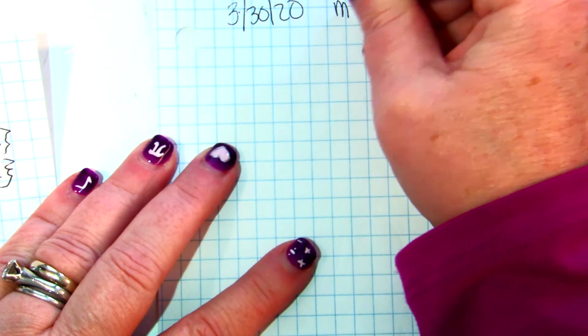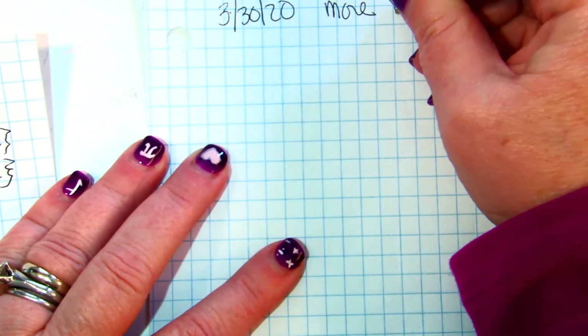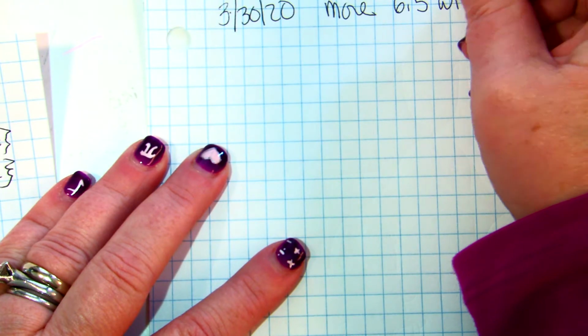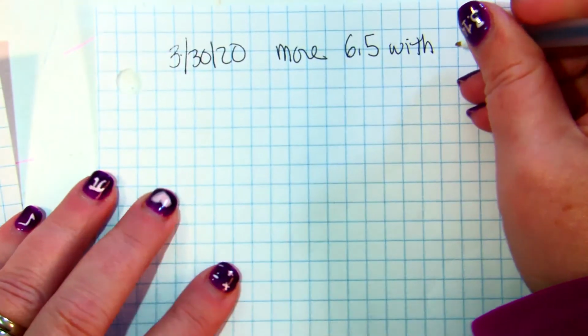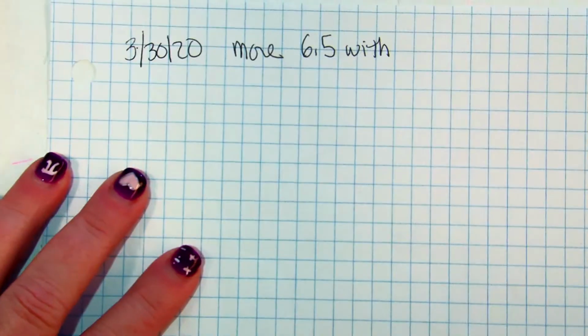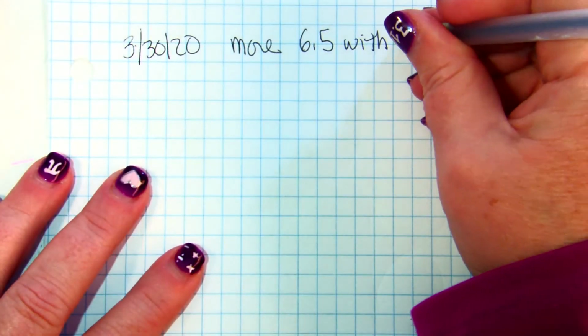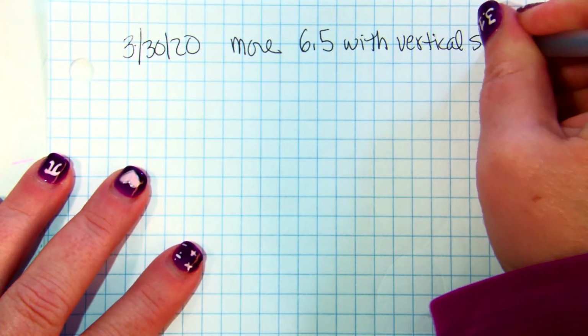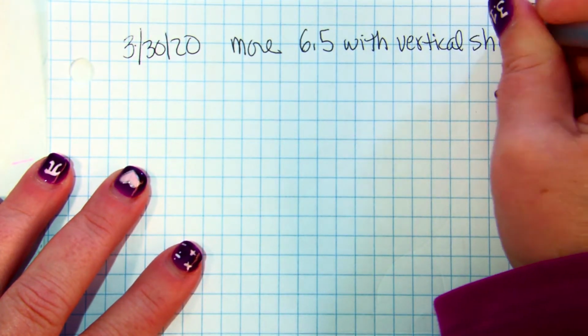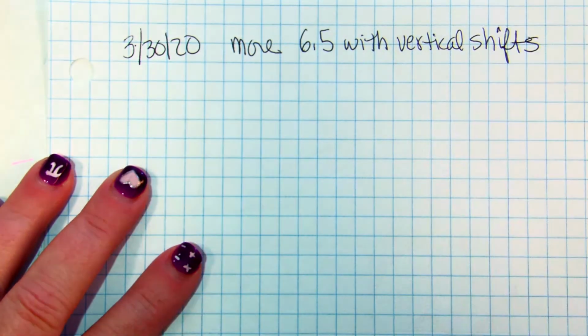Today we're going to take secant and cosecant and have more 6.5 secant and cosecant with vertical shifts going up and down, up 2, down 3, something like that.